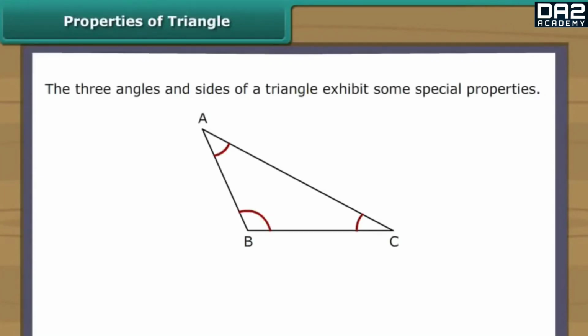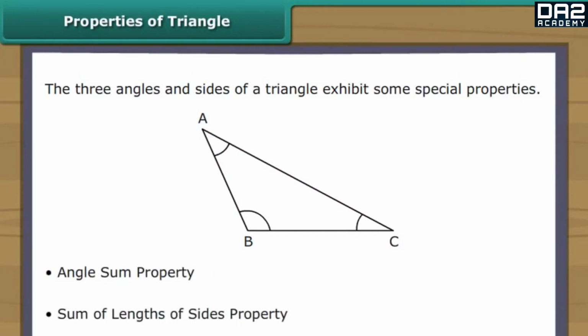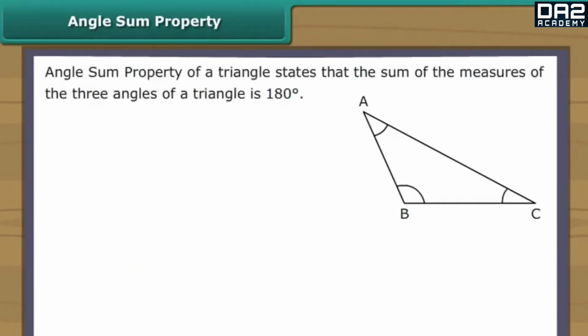Properties of triangle. The three angles and sides of a triangle exhibit some special properties. Angle sum property. Sum of lengths of sides property. Let us now learn about them one by one. Angle sum property. Angle sum property of a triangle states that the sum of the measures of the three angles of a triangle is 180 degrees. In the figure, angle A plus angle B plus angle C is equal to 180 degrees.